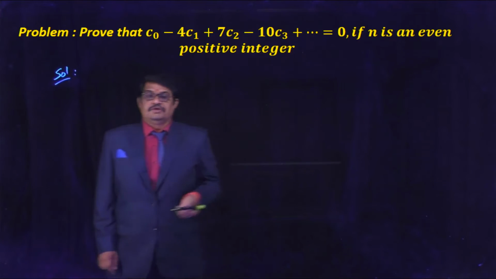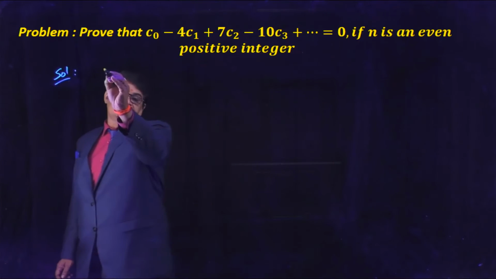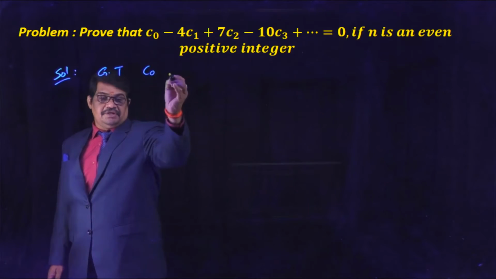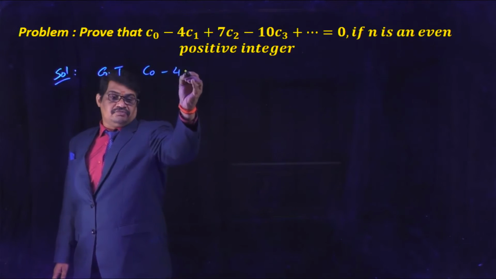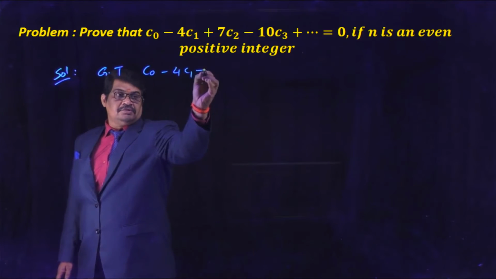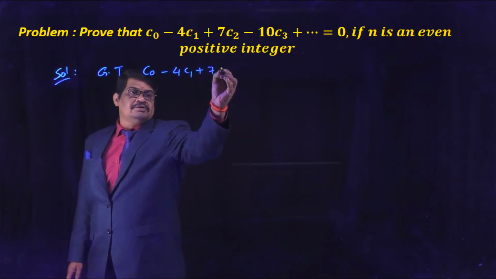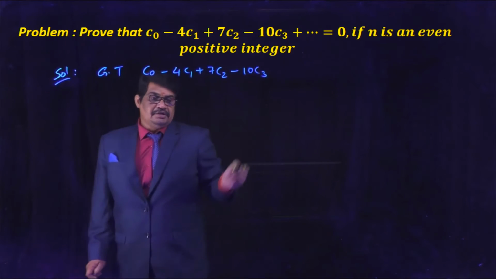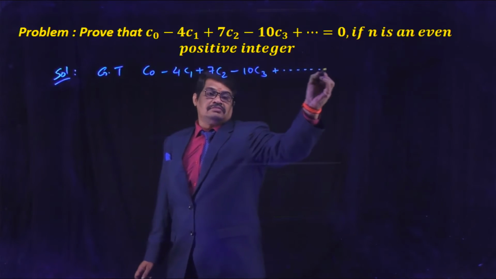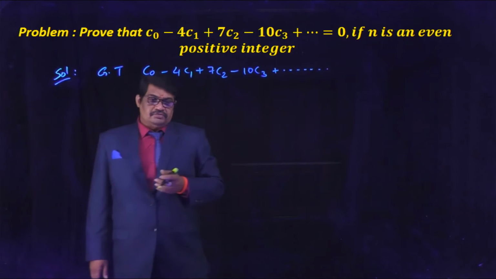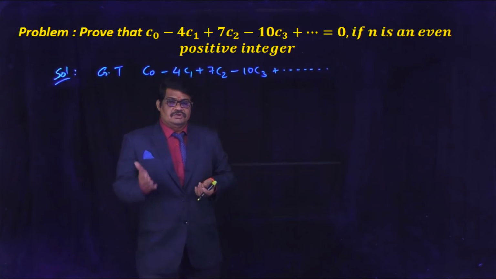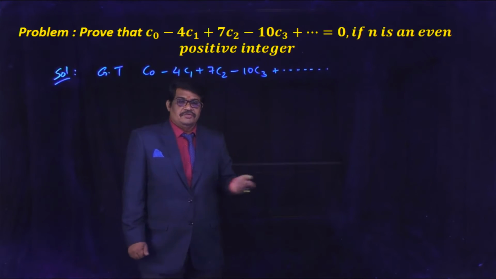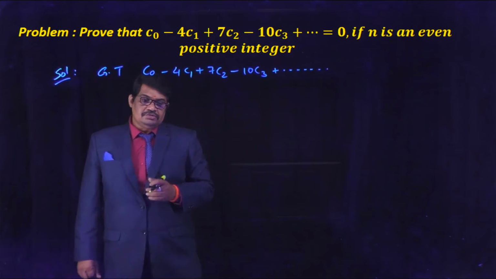What is given here? A series is given. What is the given series? That is C0 minus 4 C1 plus 7 C2 minus 10 C3 and so on. This is the result we are finding. So that is the LHS. That series is equal to 0, where n is an even positive integer.